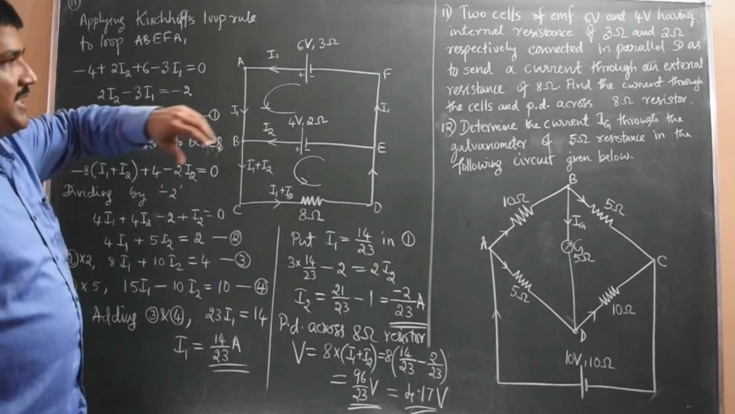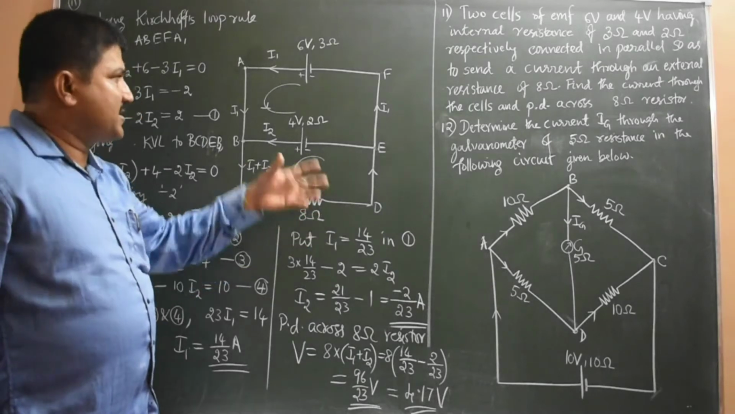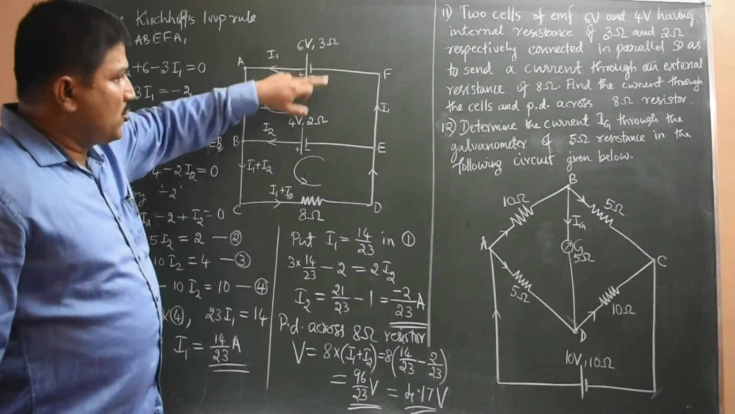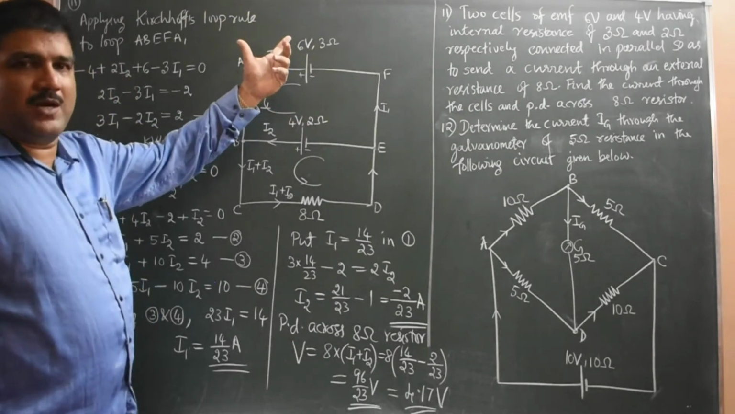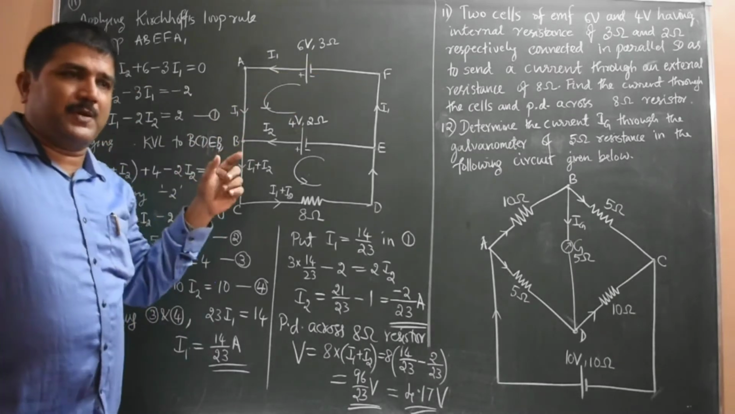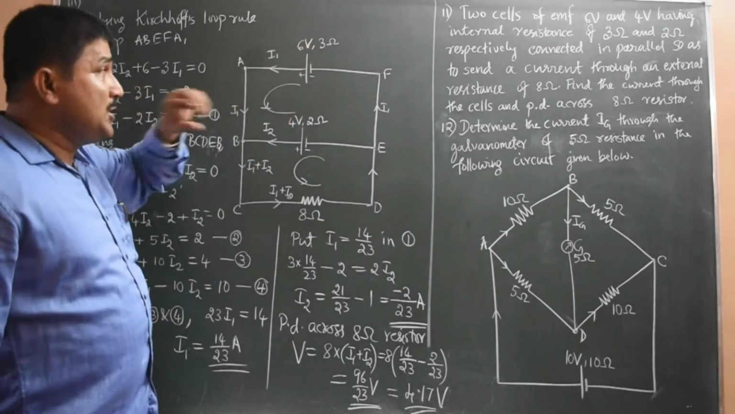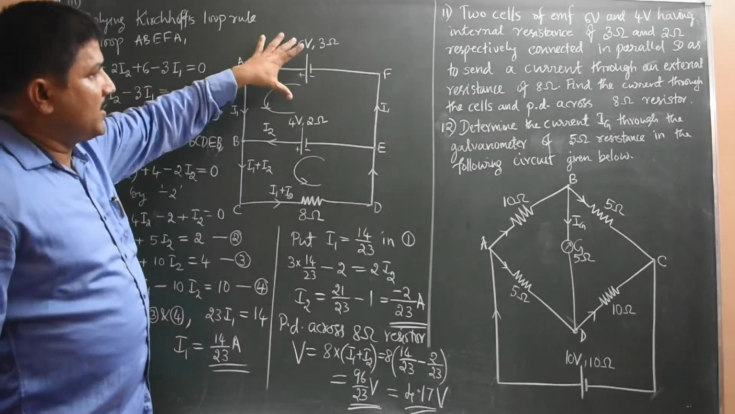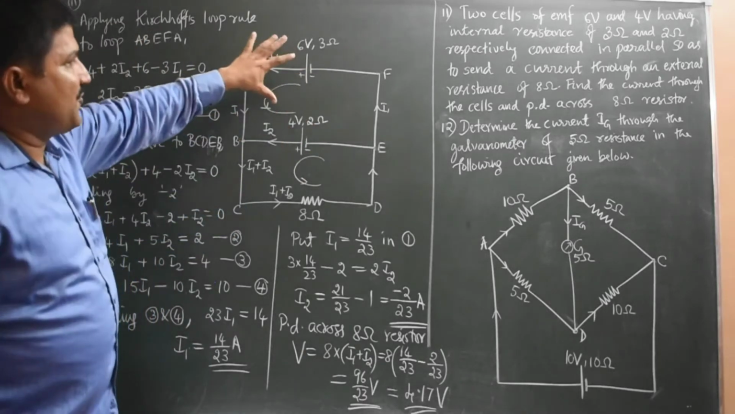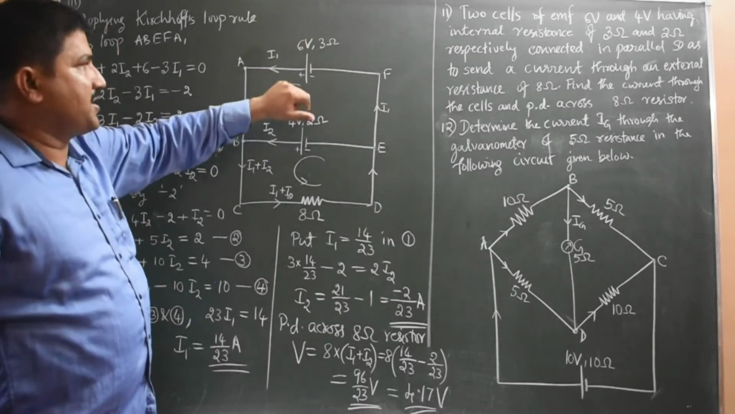Alternatively, suppose the question is only to find the PD across the 8 ohm resistor, it will be very simple. First find the equivalent internal resistance: 3 ohm and 2 ohm in parallel, Rp is the equivalent value, where 1 by Rp is 1 by R1 plus 1 by R2. Then find the equivalent EMF of the two cells. Instead of two cells we can take a single cell of equivalent EMF epsilon EQ and equivalent internal resistance Req.